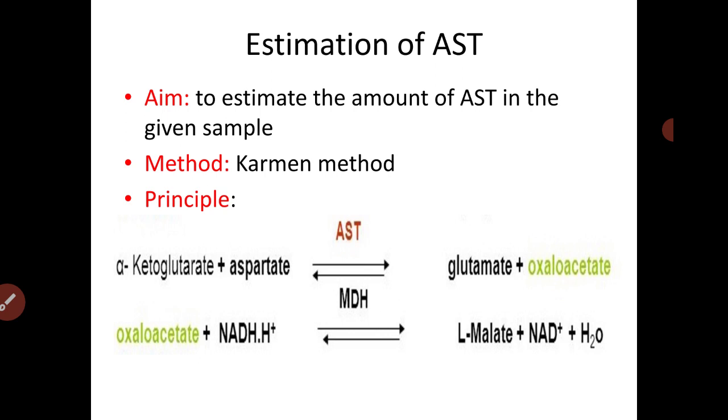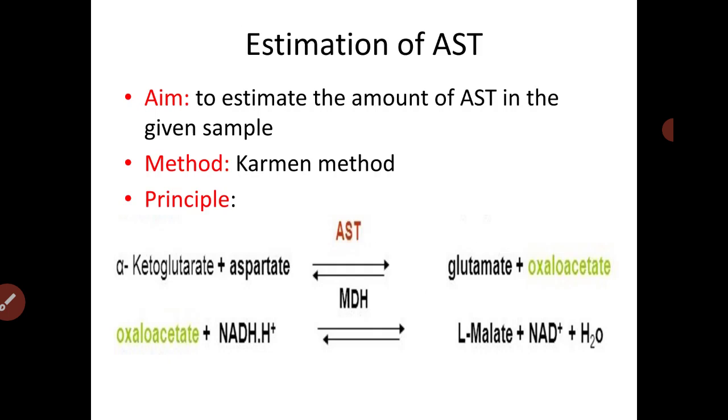Now what we do is we combine this reaction with another reaction so that we can estimate AST, and that is the formed oxaloacetate is acted upon by malate dehydrogenase, so that oxaloacetate is reduced to malate and NADH2 is oxidized to NAD. Now what we measure is the change in absorbance of NADH2, which is directly proportional to the enzyme activity, which is directly proportional to the activity of AST.